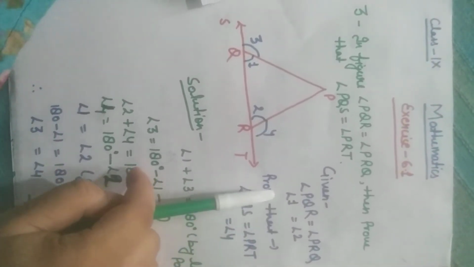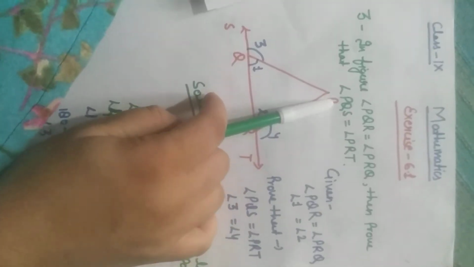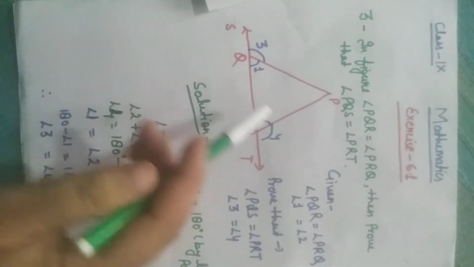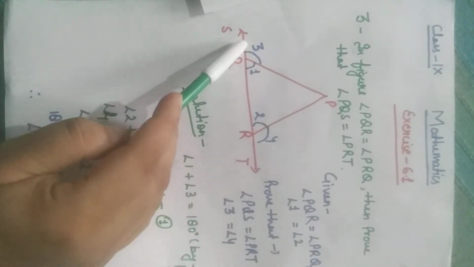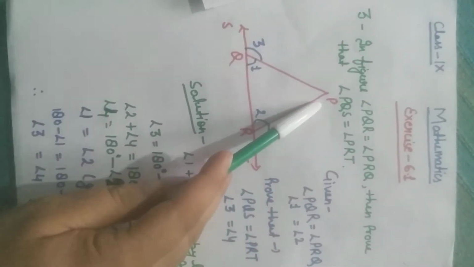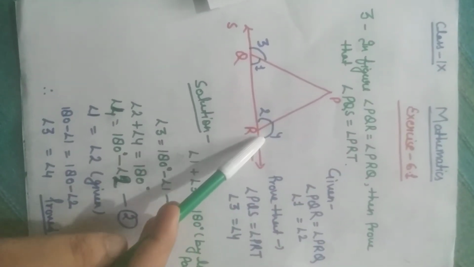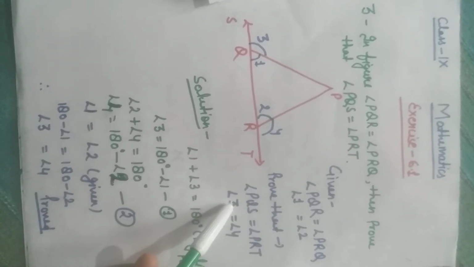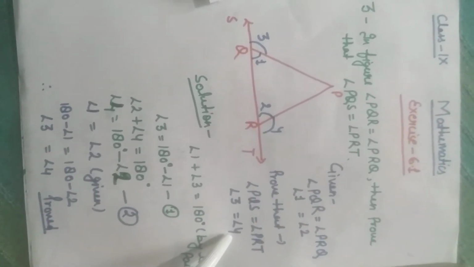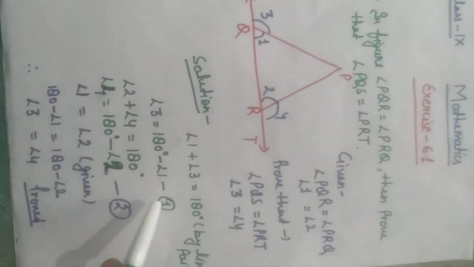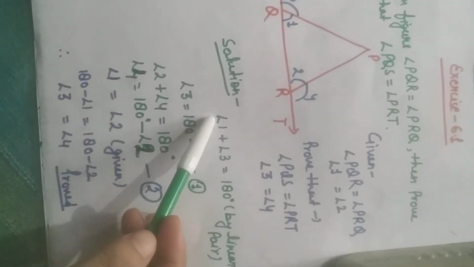Now prove that. What do we have to prove? Look at the figure. Angle PQS is angle 3 and angle PRT is angle 4. So we have to prove that angle 3 is equal to angle 4. So how will we prove it? Let's see the solution I have mentioned here.